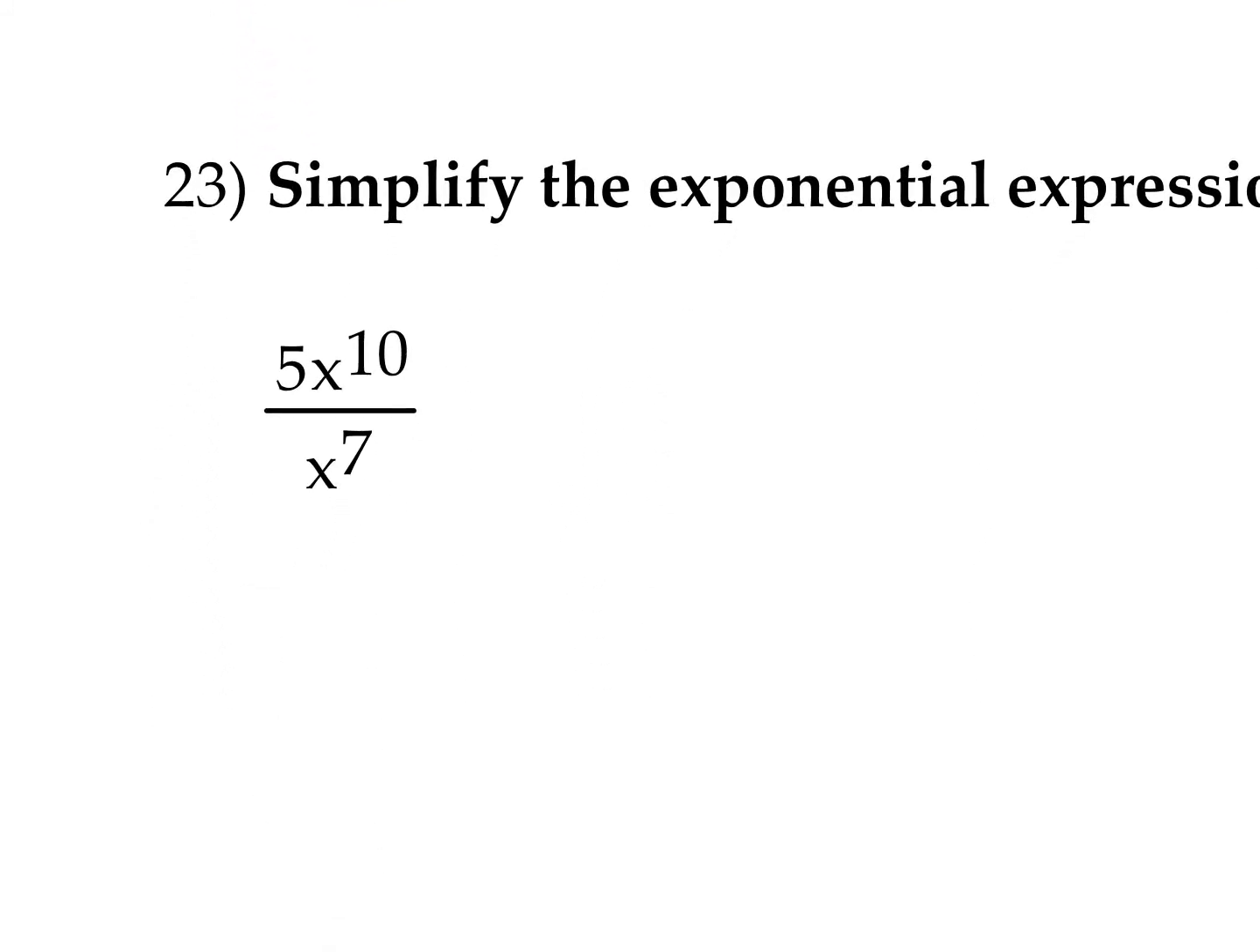Okay, let's look at 23. Simplify. How can I simplify here? So 10 minus 7 would be x to the 3rd power. Where does the 5 go? Just in front.